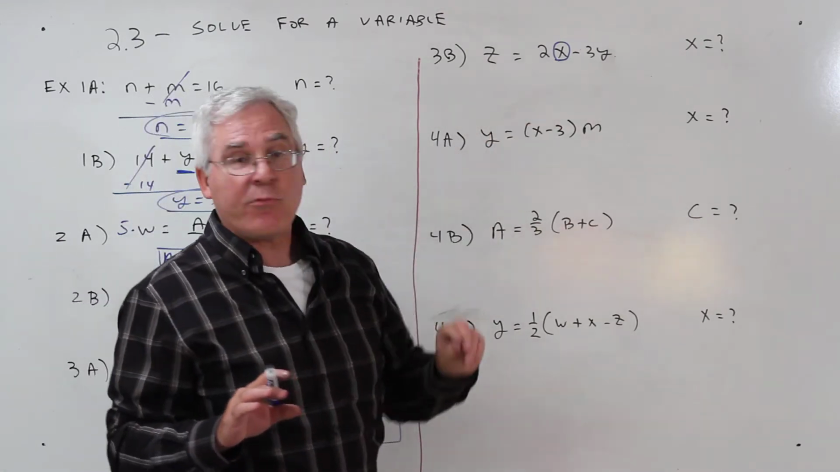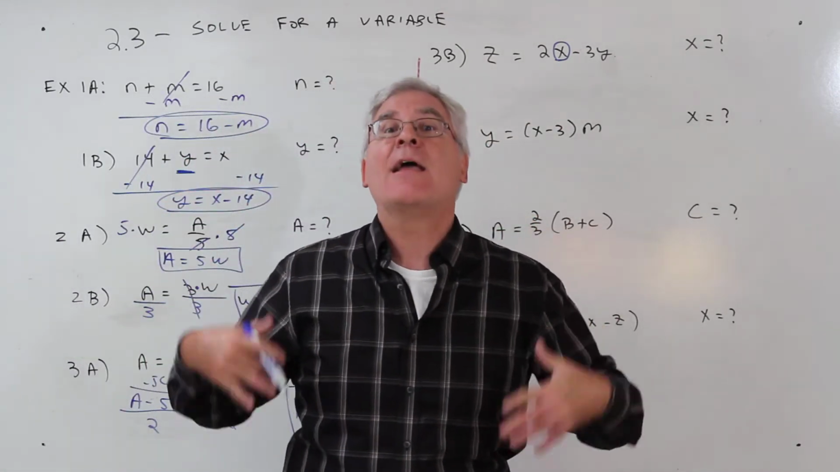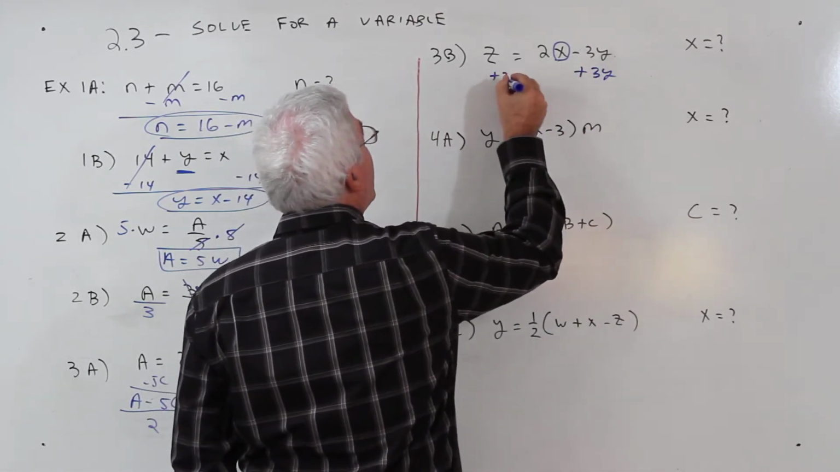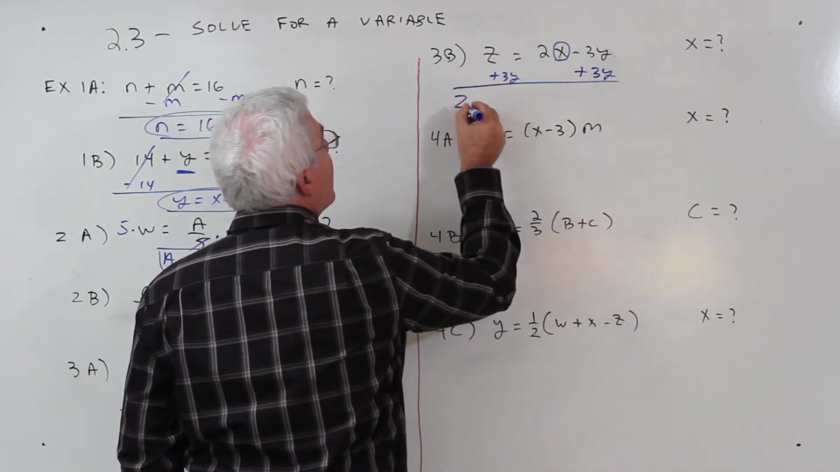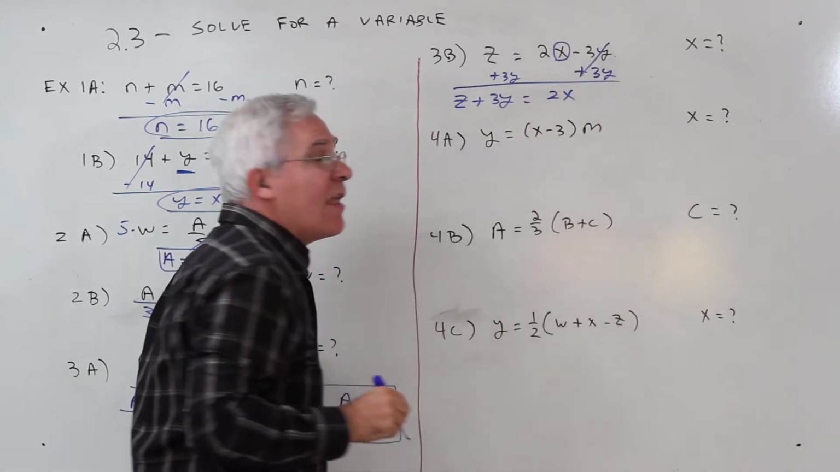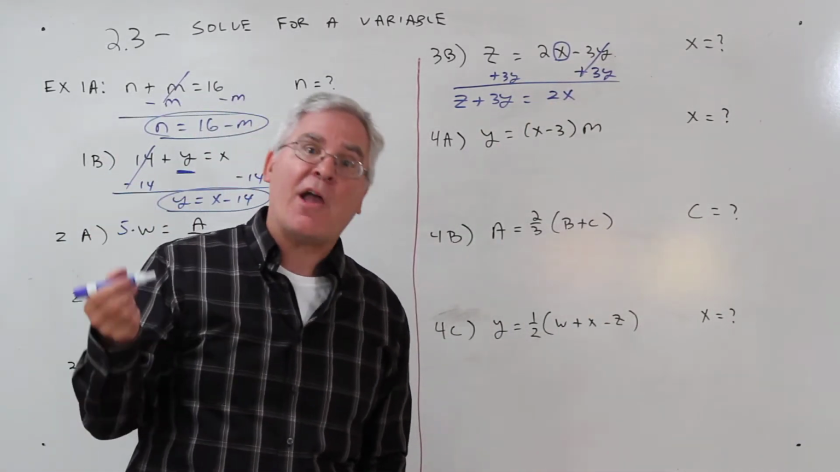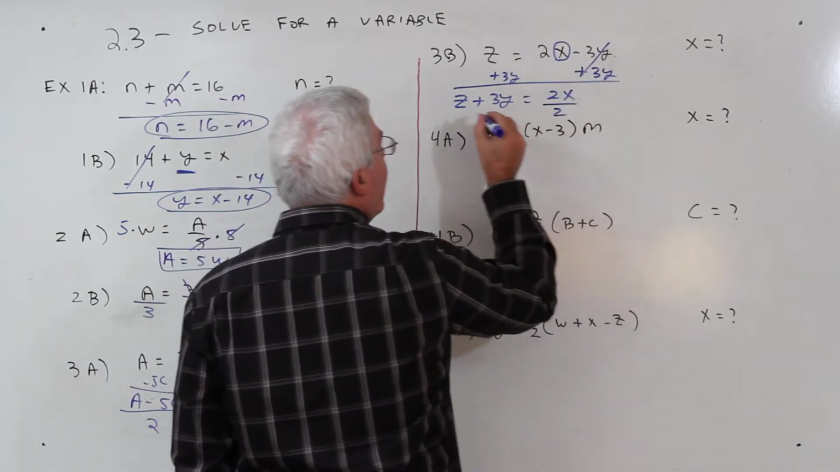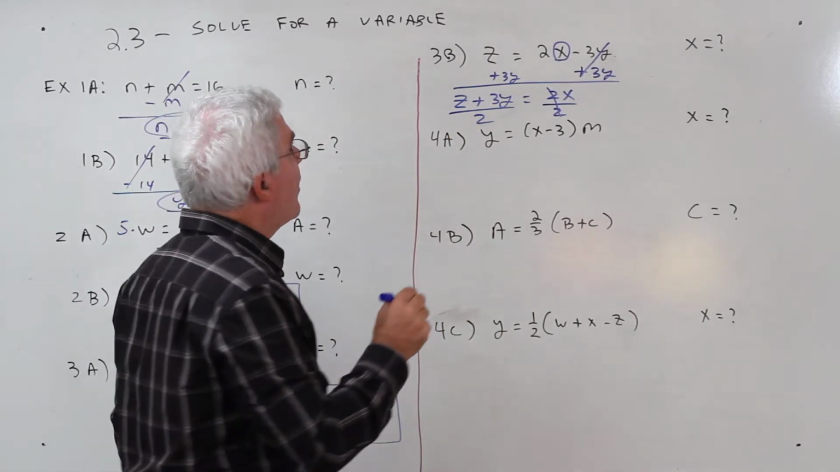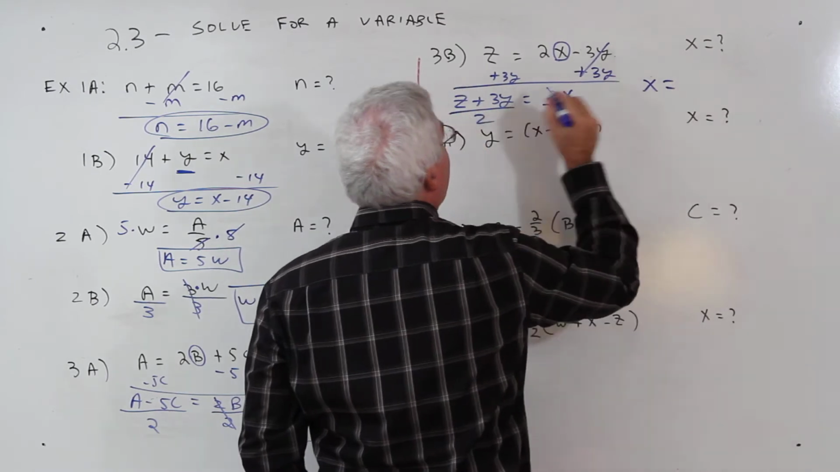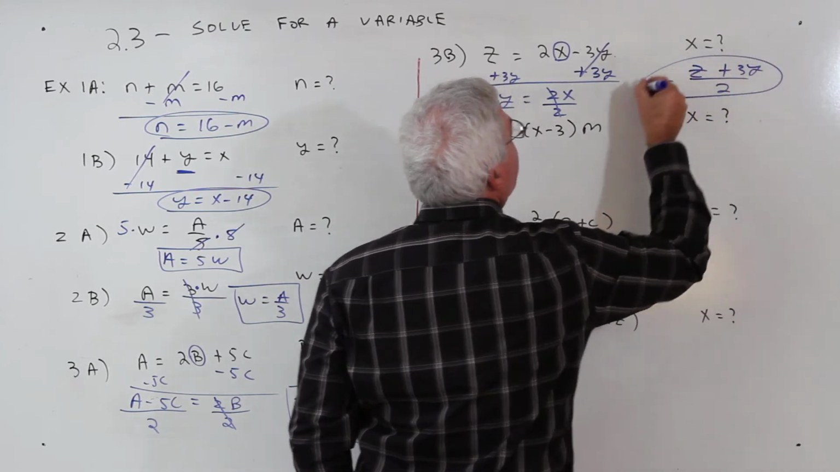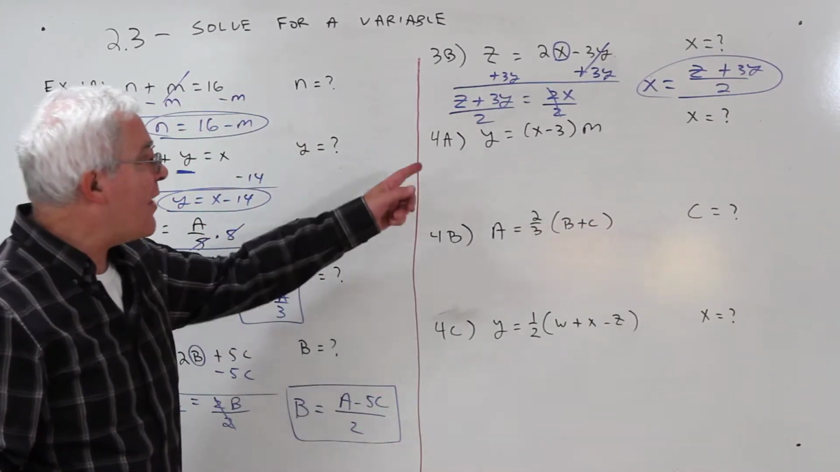So I don't like that minus 3y. What undoes subtracting 3y? Adding 3y. So plus 3y here, plus 3y here, and I get z plus 3y equals 2x. I want to get x all by its lonesome. What undoes multiply by 2? Divide by 2, divide by 2. Now you can see that my z's and 2's don't look alike. So to make a long story short, x equals z plus 3y all over 2. Whew. Example 4a.